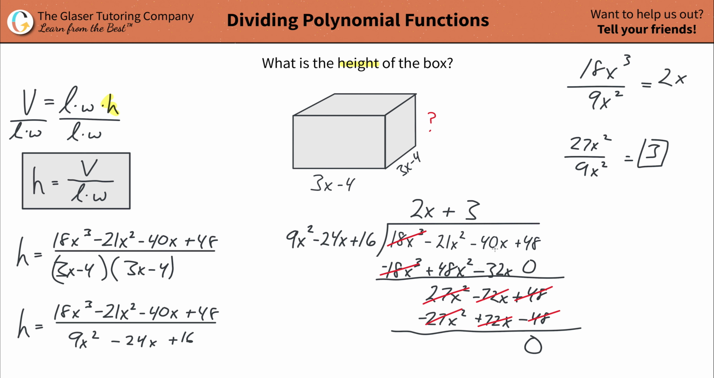Now that sounds really good to me. Probably did that right. So guess what, ladies and gentlemen? When you took the volume and divided it by the length multiplied by the width, you found the height. So here it is. Here's the height: 2x plus 3.